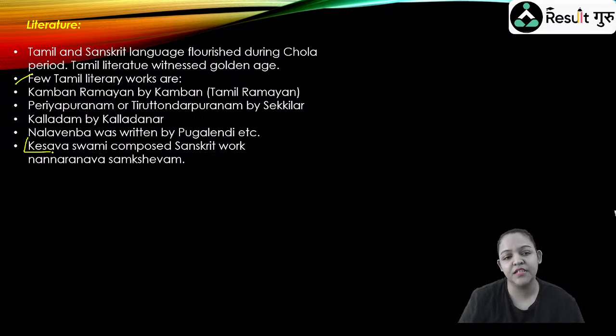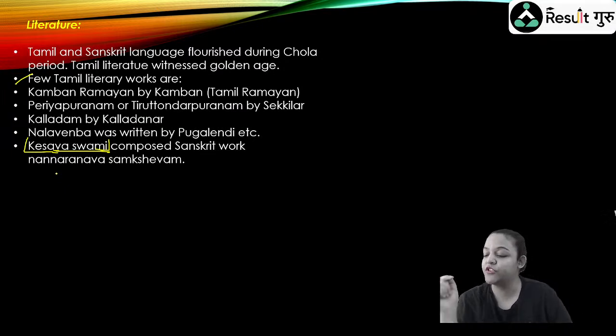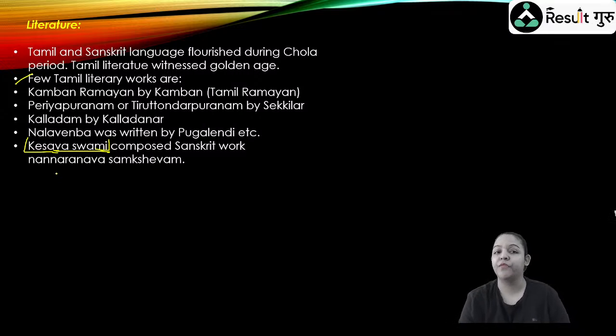So this is the person's name. Kesava Swami is the name of the person, and he composed a Sanskrit work which was known as Nanna Ravana Samkeshvam. Okay, what was it known as? Nanna Ravana Samkeshvam. Fine. So these are some of the important literary works which have been composed during the Chola dynasty, during the Chola rule.